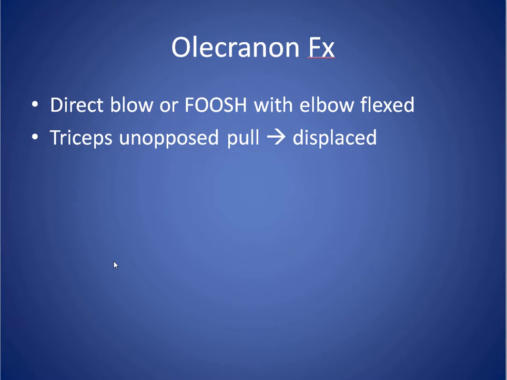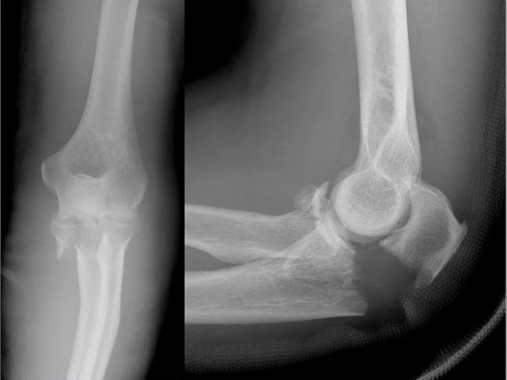Another type of fracture that we see commonly here at Jackson is the olecranon fracture. This generally occurs after a direct blow to the elbow or a fall on an outstretched hand with the elbow flexed. The triceps exerts an unopposed pull on the displaced fragment posteriorly. We'll see that in this example where you have a vertically oriented fracture through the olecranon. There's displacement and distraction of the fracture fragments due to the unopposed pull of the triceps tendon, which inserts here at the posterior aspect of the olecranon.